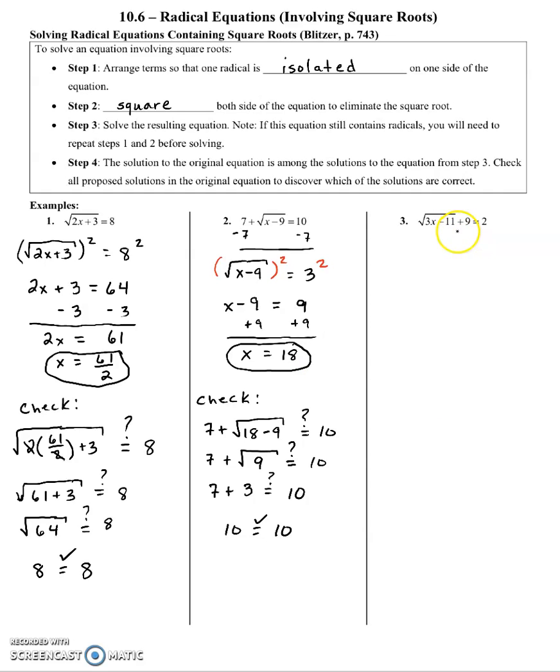Okay, for the third problem, it's the same thing. I think you guys should pause the video for a minute and try to work it on your own before you come back and see if you got it right. Anyway, we have the square root of 3x minus 11, and then plus 9 on the outside equals 2. So first isolate the radical by subtracting 9 from both sides. That gives us the square root of 3x minus 11 equals a negative 7. Now we square both sides of the equation.